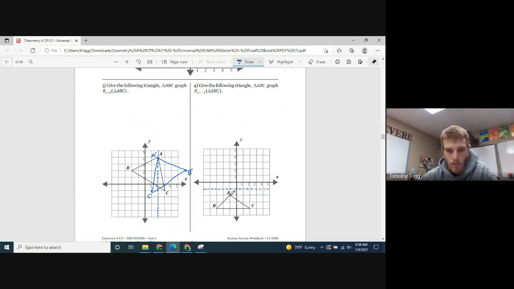So A is 1 away from that reflection line, right? So going from here, A, to here, that's 1 away. So A prime will be 1 away going in the opposite direction. So A prime will be right here. B is 3 away from the reflection line. 1, 2, 3. So we want to go 3 away in the opposite direction. 1, 2, 3. B prime would be right here.